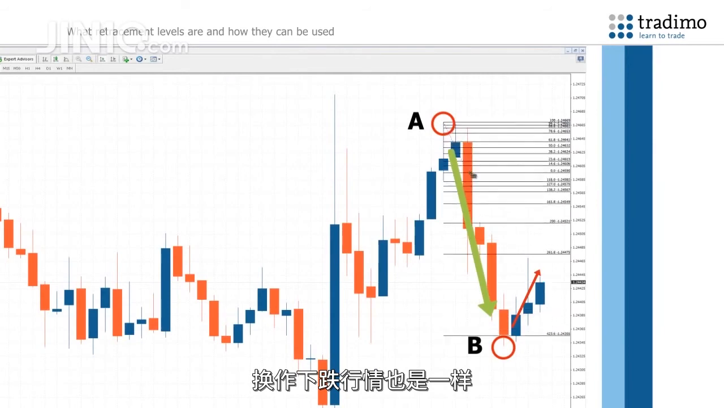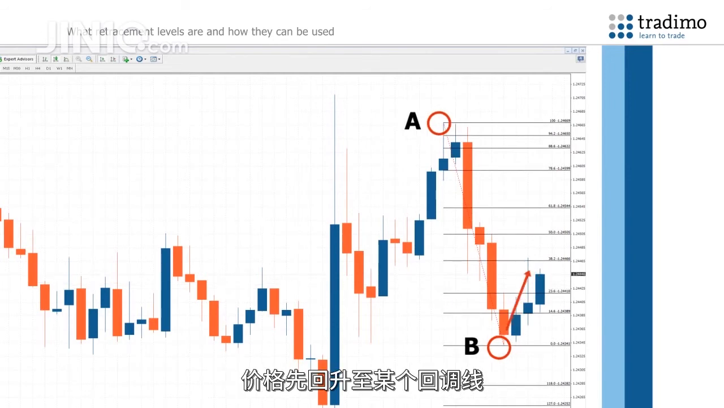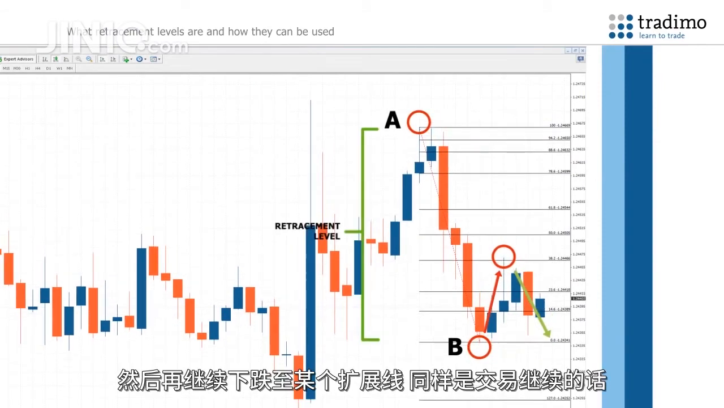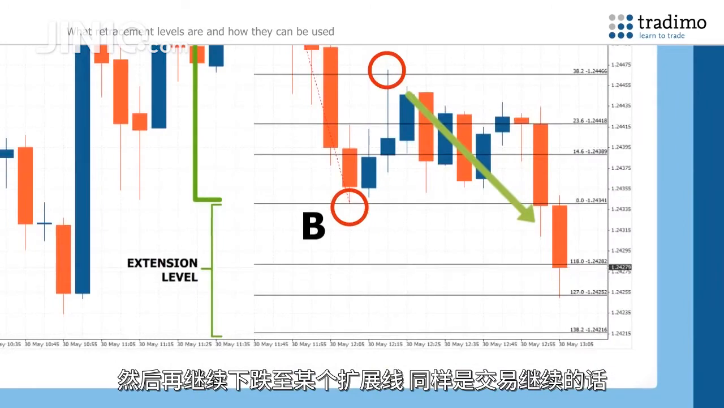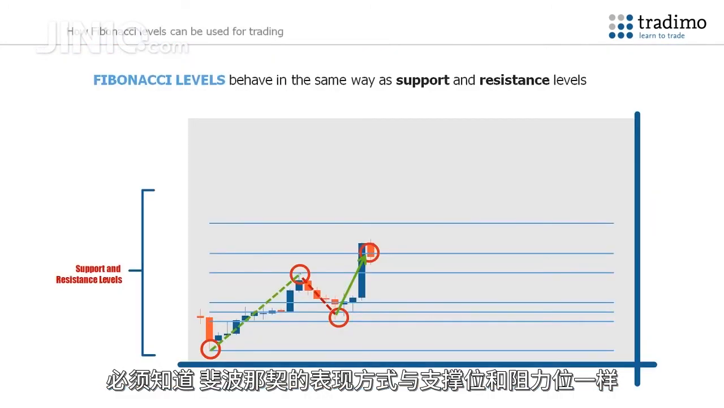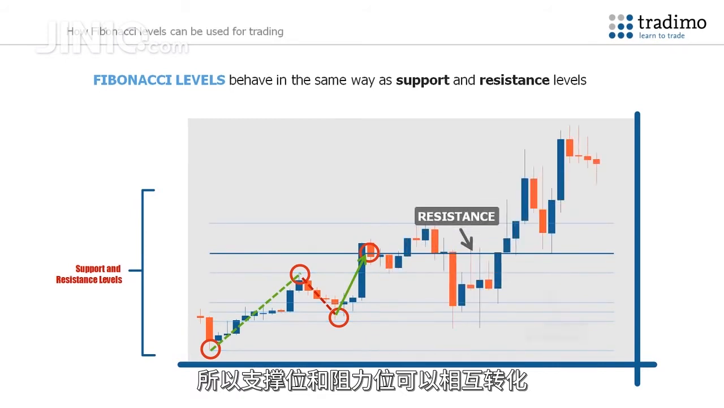In a downtrend, this is the same. The line at point B is the 0% line. The line at point A is the 100% level. The price will go back up to a retracement level first, and then continue down to an extension level when the market is trending. It is important to note that Fibonacci levels also behave in the same way as normal support and resistance levels, and so support can become resistance, and resistance can become support.